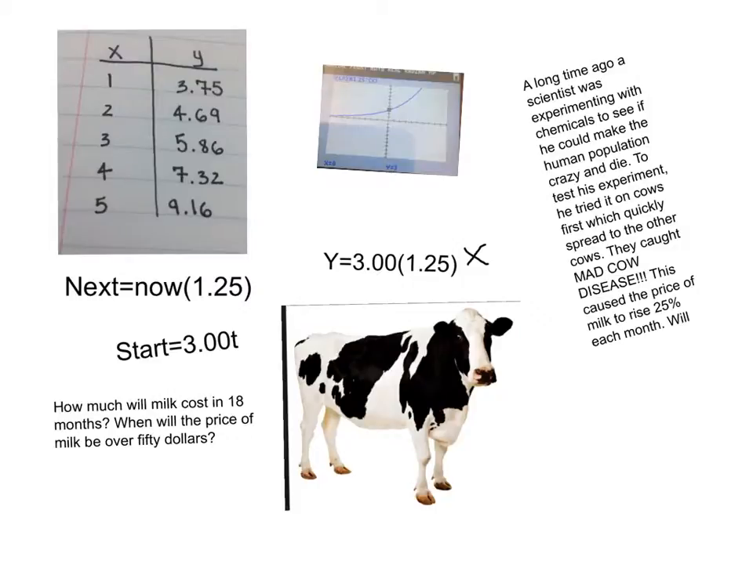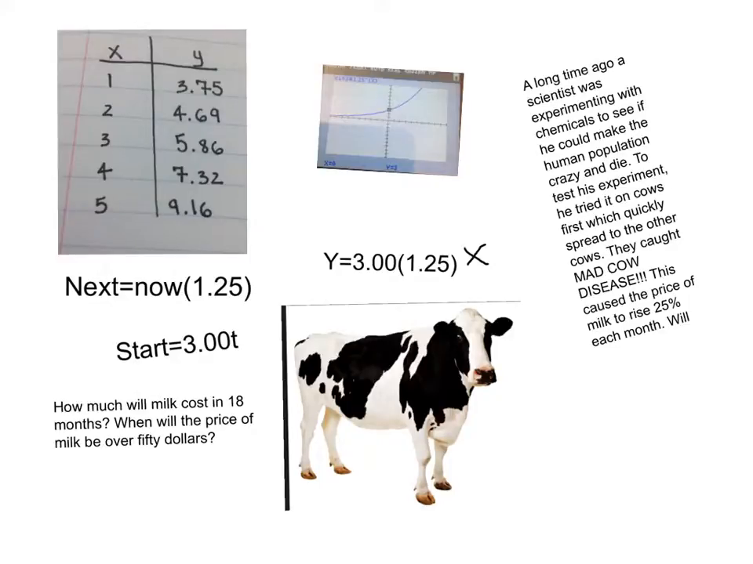A long time ago, there was a scientist experimenting with chemicals to see if he could make the human population crazy and then die. To test his experiment, he tried it on cows first, which quickly spread to the other cows. This caused the price of milk to rise 25% each month.